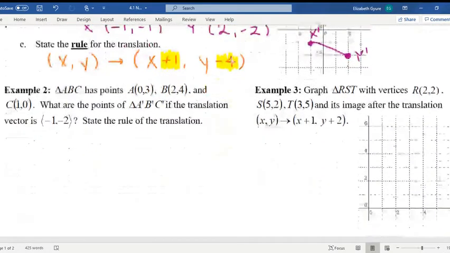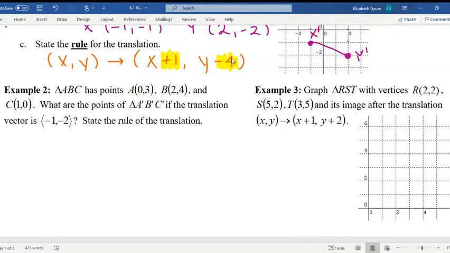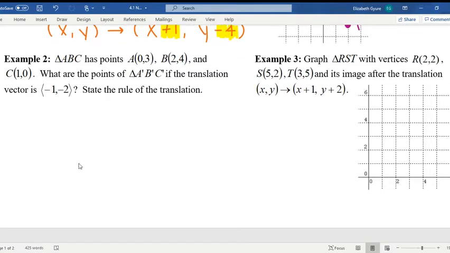All right. So example 2, triangle ABC has points where A is 0, 3, B is 2, 4, and C is 1, 0. What are the points of triangle A prime, B prime, C prime if the translation vector is -1, -2? And then we're going to state the rule. Now on this one, we don't have a picture, do we? We don't have a graph to work with.